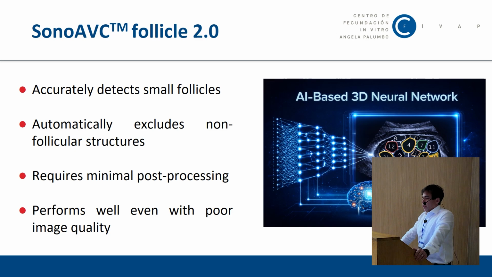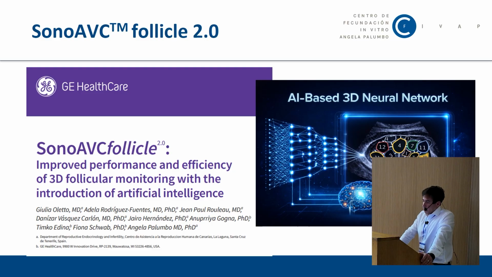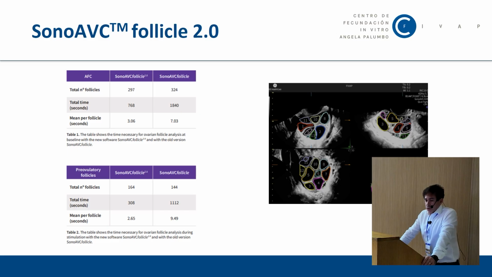So we conducted a small pilot study involving 12 IVF patients, 7 at baseline antral follicle, and 5 during stimulation, periovulatory follicles. All patients were monitored using SonoAVC 2.0 and SonoAVC, the old version. And we observed that in antral follicle count, SonoAVC 2.0 is quicker than the older version, and in periovulatory follicles, it was faster too.